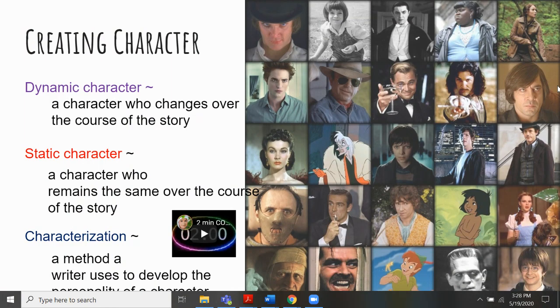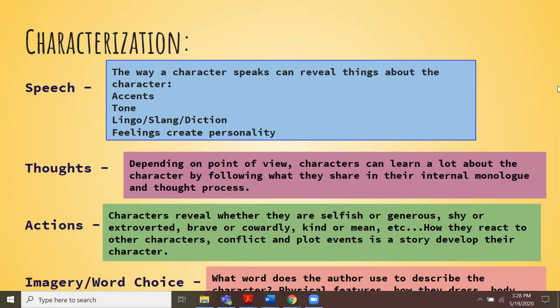The last way is when the author describes them to us. They use their words to describe them. They paint a picture for us of either their physical features, how they're dressed, their body language, their facial expressions. It's how the author paints this picture. We call that imagery, paints a picture with their words to let us know this character. We feel like we can see them. If we saw them on the street, we would know who they are just the way that the author described them. So those are the 4 ways: speech, thoughts, actions, and then imagery and word choice.